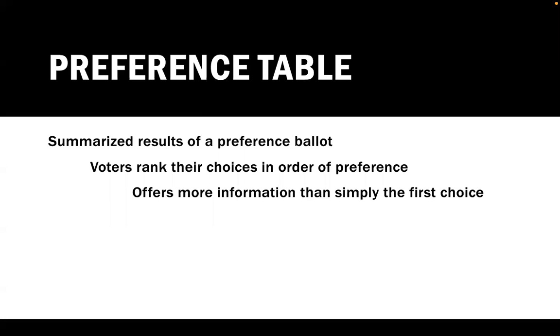This offers more information than just the first choice, right? If you ask someone, what do you want for dinner? And they say spaghetti, and that's it. And you're like, well, we don't have any pasta. Well, that's what I want. Well, that's not going to happen, right? Then you have this whole back and forth that doesn't work. So when you get the order, now we have more information that we can go on.